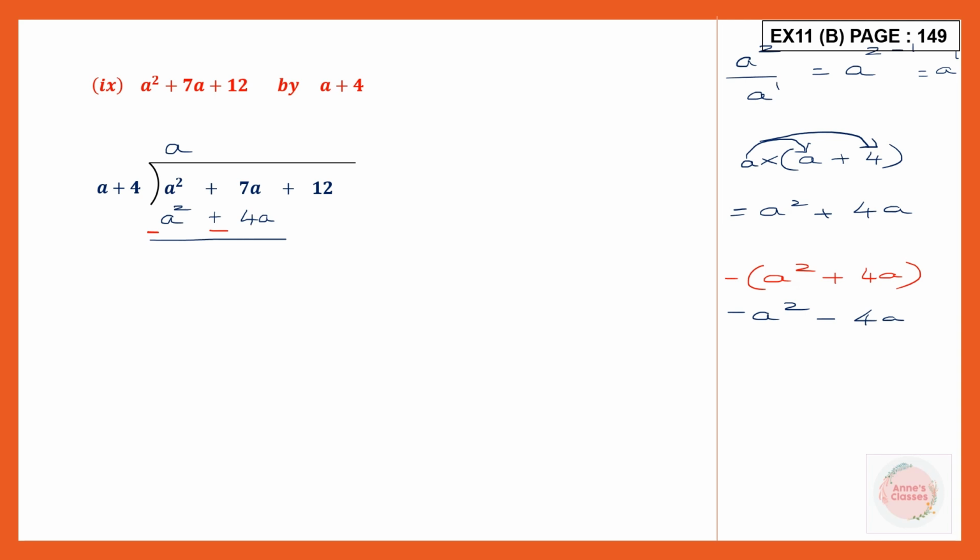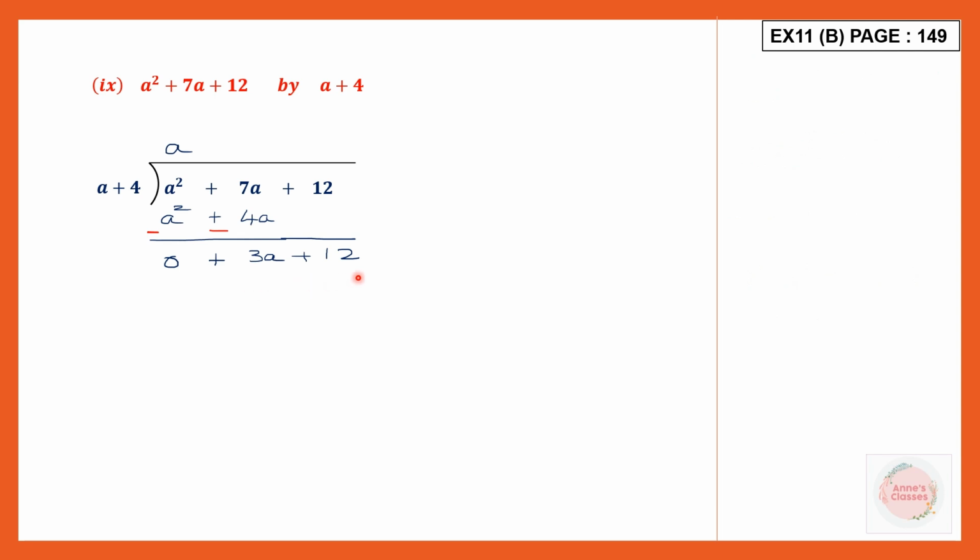Now let's subtract. So here when you subtract 7a minus 4a, subtract only the numbers. 7 minus 4 is 3. 3a, and here when you subtract a square minus a square, it is 0. A square minus a square is 0. This is plus 3a. What is the next step that you do in normal division? You bring down the next term. Bring down the next number, that is the next term, that is 12. Now this is your new dividend and this is the divisor.